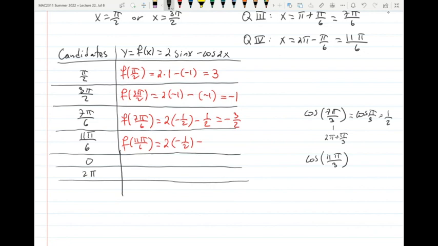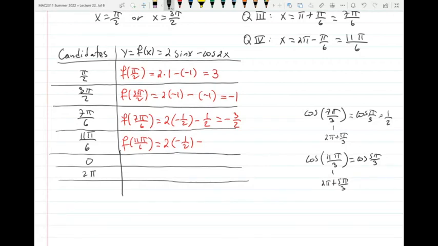Okay, so similarly, let's see. This is 6, 11 is 6 plus 5. So you can think of this as 2 pi plus 5 pi over 3. Okay, so this is the same thing as cosine of 5 pi over 3.